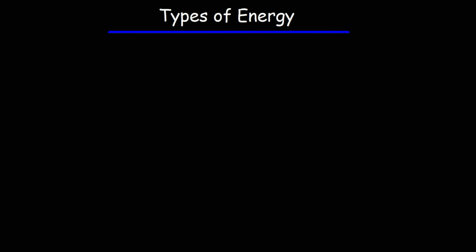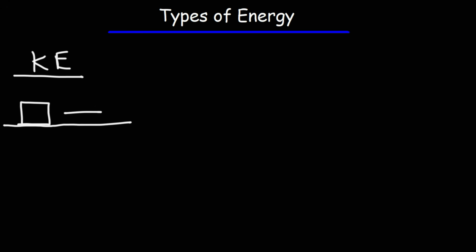Let's talk about energy, specifically the different kinds of energy that are out there. The first one that we're going to talk about is kinetic energy. Any object that is moving has kinetic energy. So for instance, let's say we have a block that is sliding across a horizontal surface. If that block has some kind of speed attached to it, it has kinetic energy.